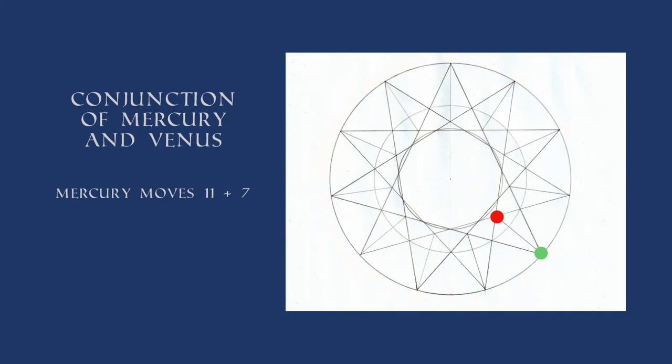So Mercury moves around 11 of these stellations plus 7. So that's how it's gone around to get to where it is here. Whereas Venus has just gone around 7 of the star points, from the starting point around to here.